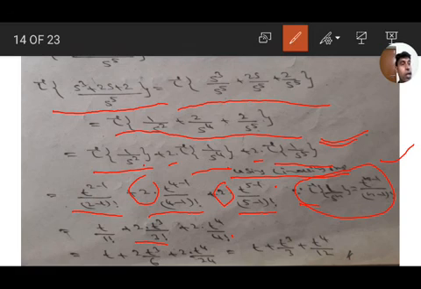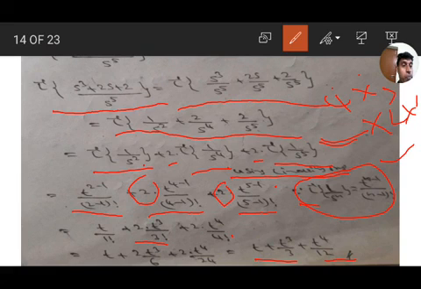Here 4 factorial means 4 into 3 into 2 into 1, which is 24. 3 factorial is 6. Therefore, t plus 2t cube by 6 plus 2 into t to the power of 4 by 24. On simplification, we get t plus t cube by 3 plus t to the power of 4 by 12.